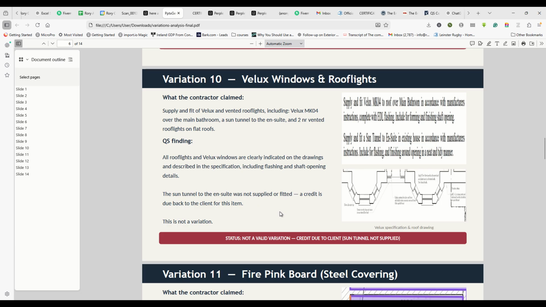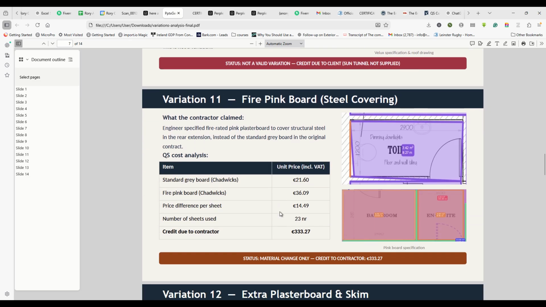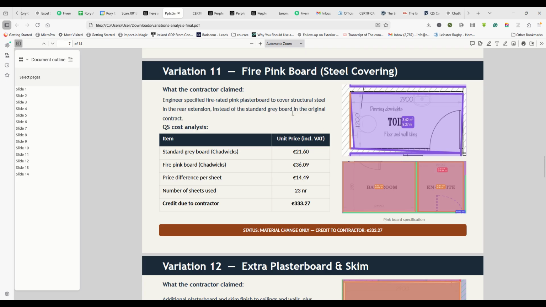So credits go in both ways. This one here was more interesting. This was for about 3,500, and the area was measured up, the price of standard slabs were agreed, then boards were put in.